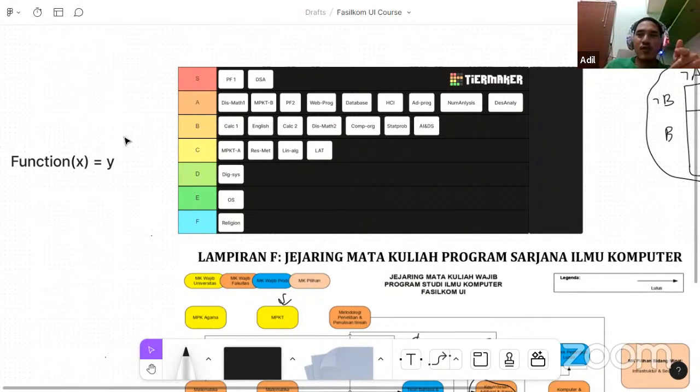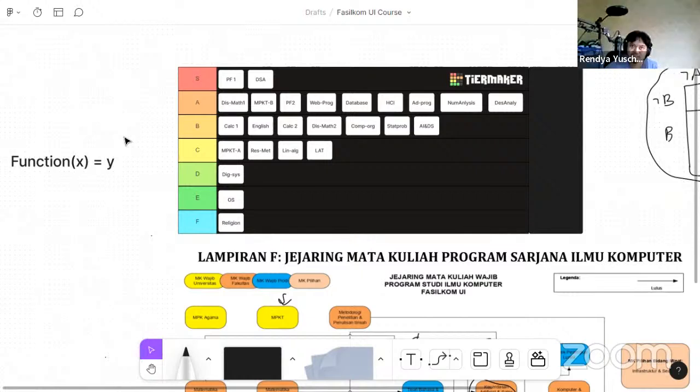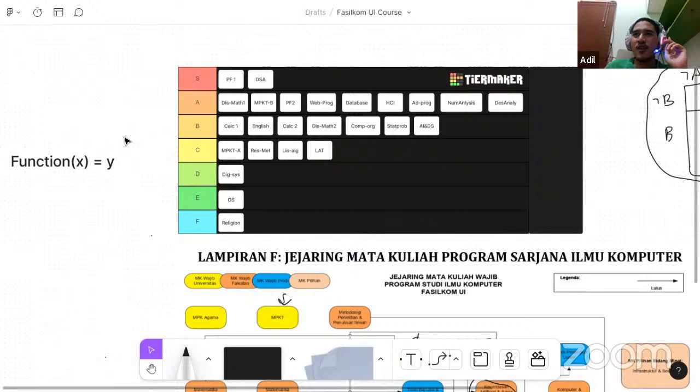Do you remember socket programming back then? Yeah, I remember. We had three instances.